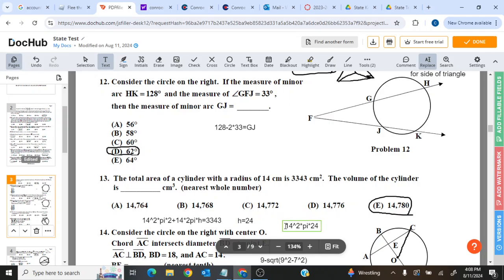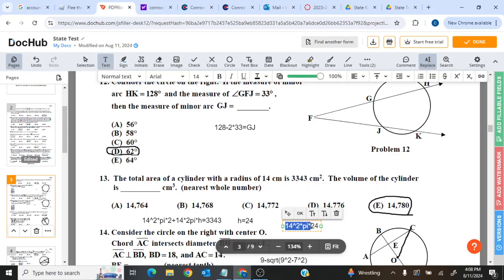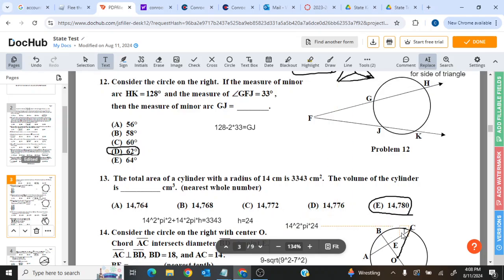And then once you do that, you could use the equation for volume of a cylinder, r squared times pi, to get you the area of the base, and then multiply it by your height to get 14,780.